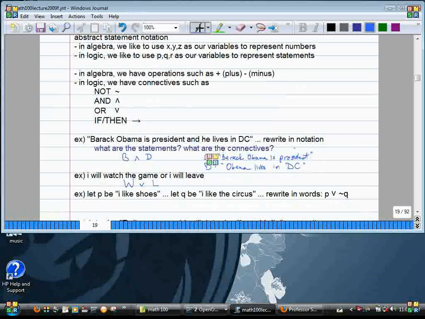Okay. And so, notice for obvious reasons we're never going to use V, the letter V, to represent a statement, because that would be too confusing. It looks too much like that. Okay. So now, how are we going to rewrite P or not Q in words in this case? I like shoes, or I don't like the circus. That's it.